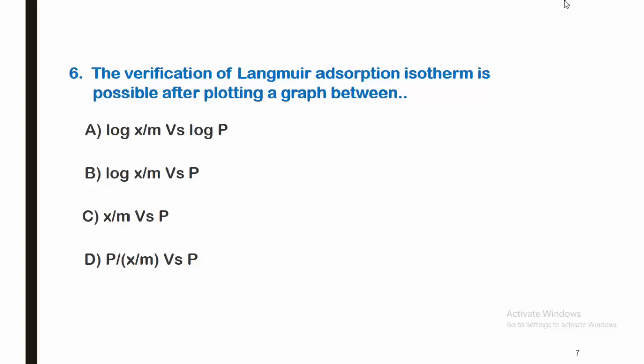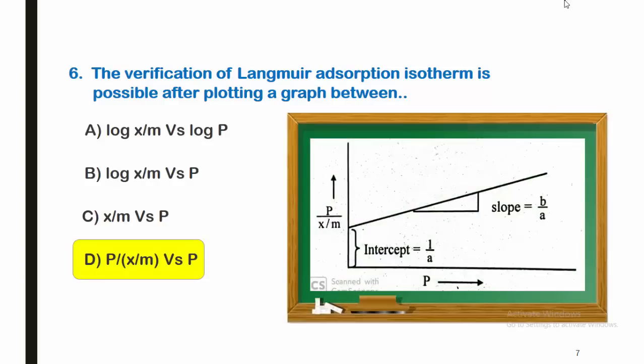The right answer of this question: the Langmuir adsorption isotherm is verified by option D, that is p upon x upon m versus p, where we can see very simply the graphical representation of the Langmuir adsorption. Here the pressure is taken on the x-axis and the p upon x upon m parameter is taken on the y-axis. Directly we can see a straight line equation, where the slope is equal to b upon a, but the question is only about the graph plotted between p upon x upon m versus pressure.